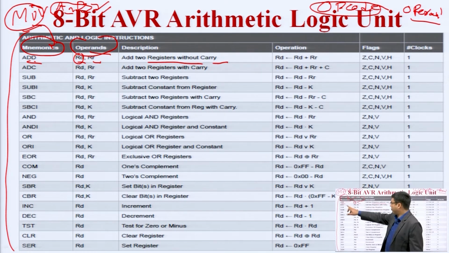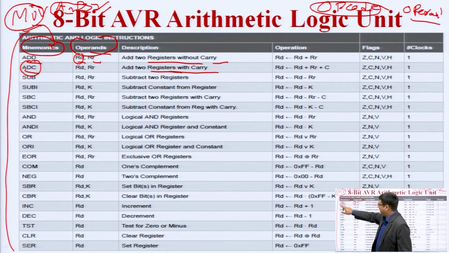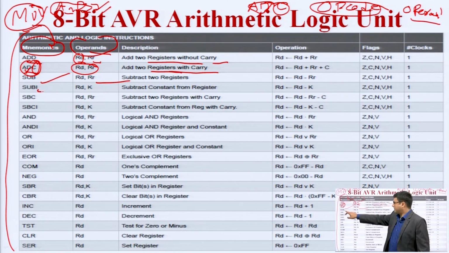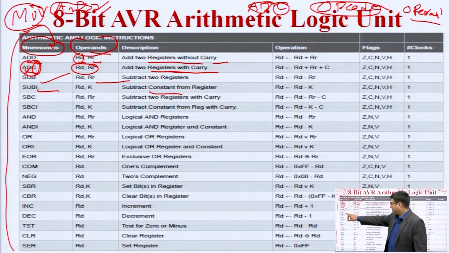What will be the opcode in case of carry? Add two registers with carry is ADC. ADC means AD is the addition operation, C means with carry. So we are doing the addition operation between two registers with carry. Similarly, subtraction operation: subtract two registers, subtract a constant from a register. Okay, the constant is defined here. Subtract two registers with carry, subtract a constant from a register with carry.